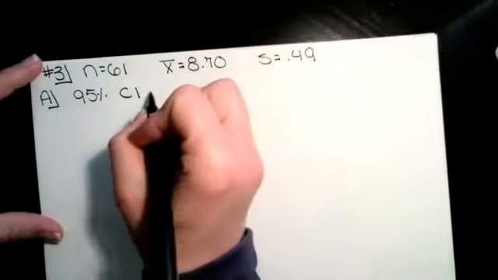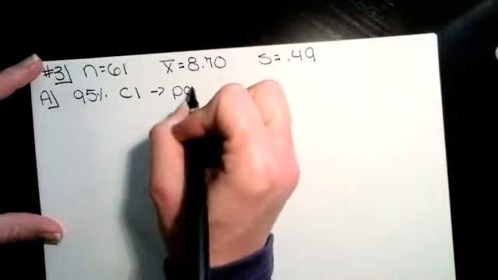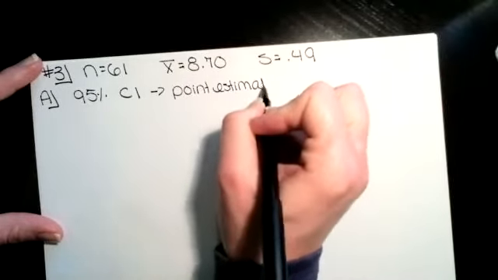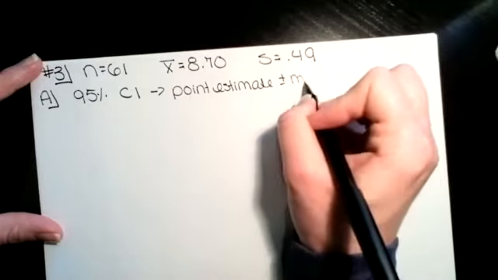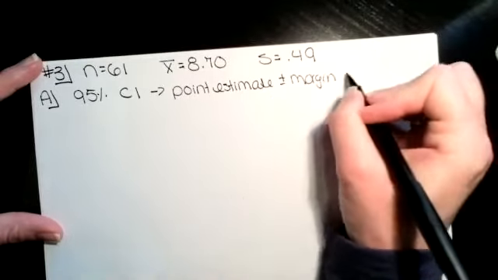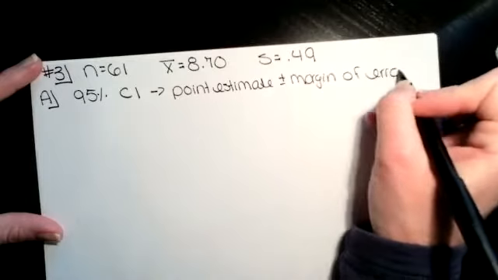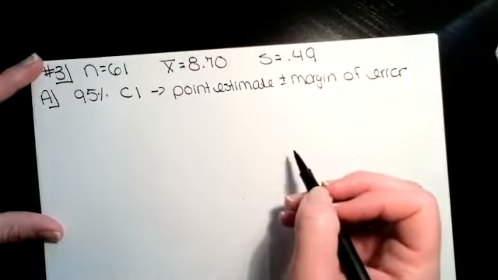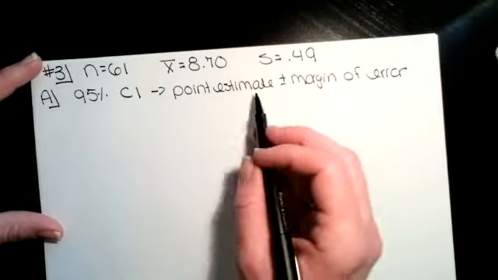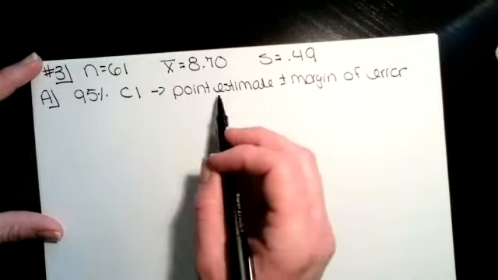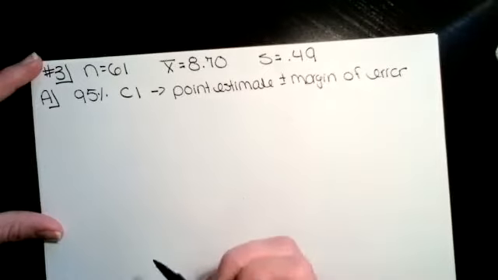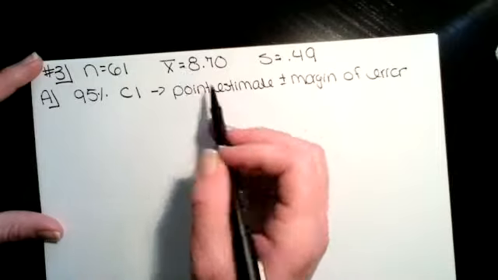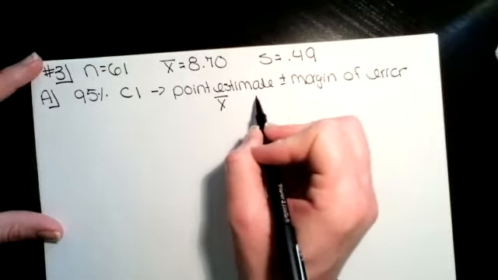Anytime we're calculating a CI, it's always point estimate plus or minus margin of error. Always. It doesn't matter what kind of CI we're doing, if it's for numerical data or categorical, it's always the same formula. It's just what I'm plugging in for each of these that changes. So my point estimate for numerical is X bar, plus or minus.